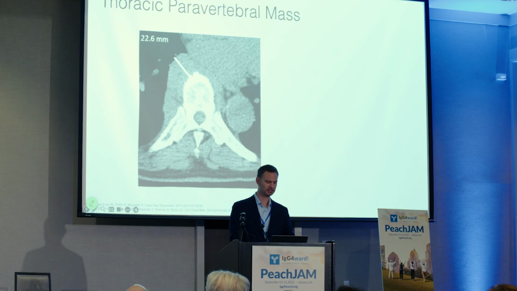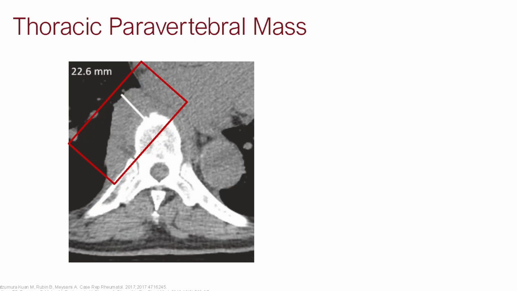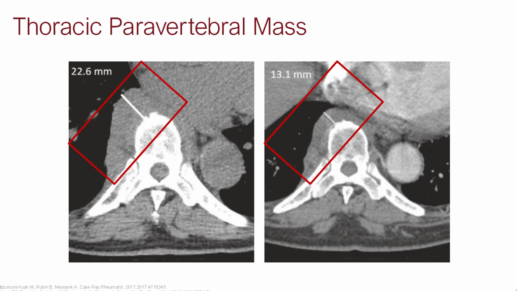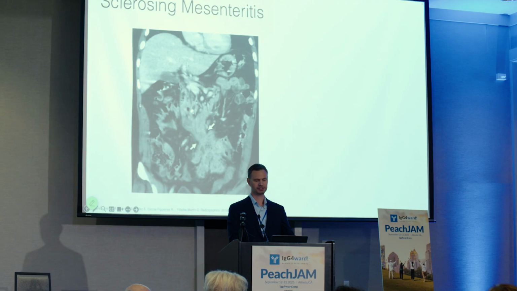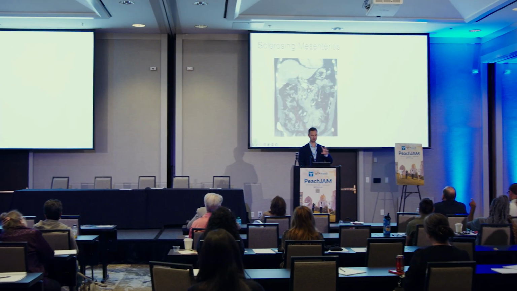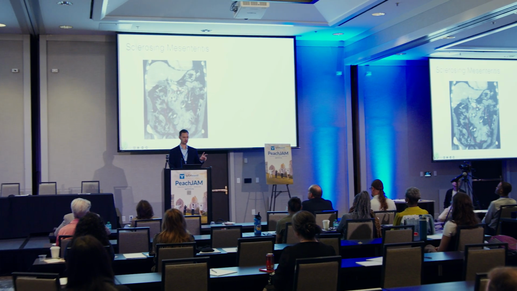And these are not my patients; these are just from the literature. There's something called a thoracic paravertebral mass, and you can see that improves with therapy. It doesn't resolve. Once again, we're just looking for some improvement in stability. And this is also from the literature, a case of sclerosing mesenteritis. All this haziness is fibrosis and inflammation.